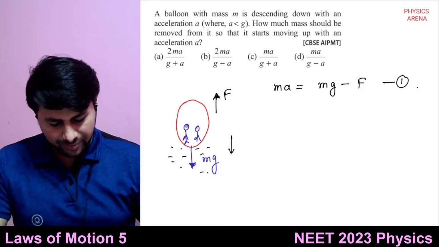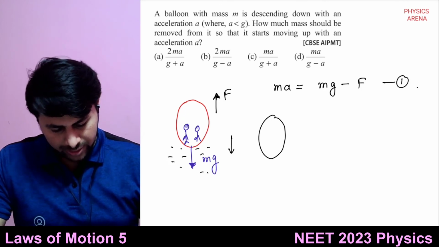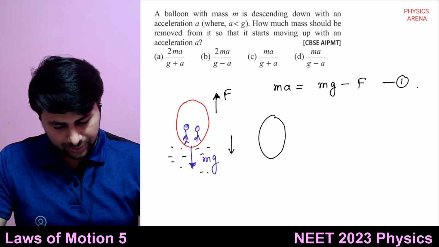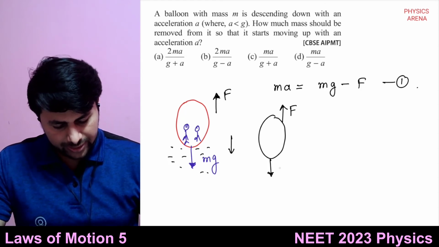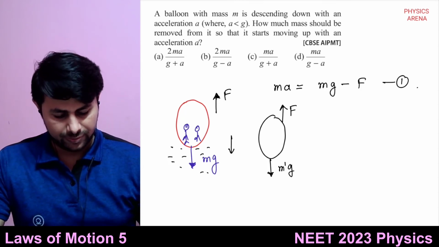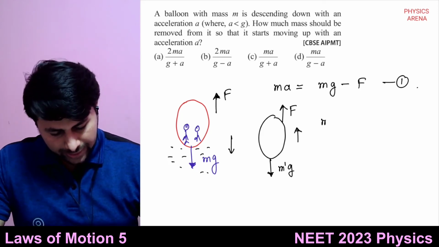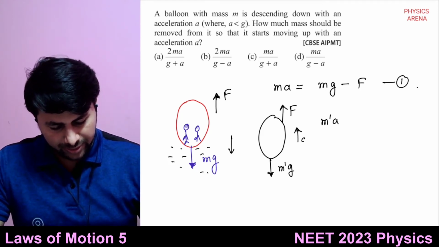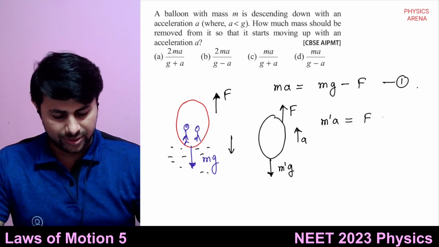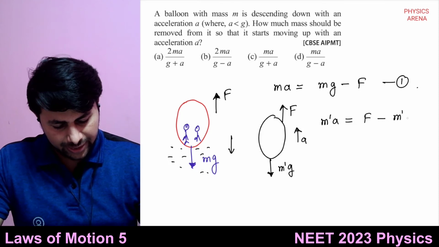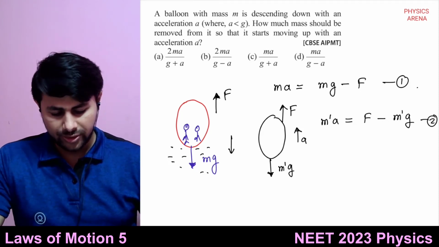So what can I say? Now the mass is m dash. The force is F and the weight is m dash times g. It accelerates upwards now. So m dash times a, because it is accelerating upwards, is the net upward force, which is F minus m dash times g. This is your equation 2. You can add those two.